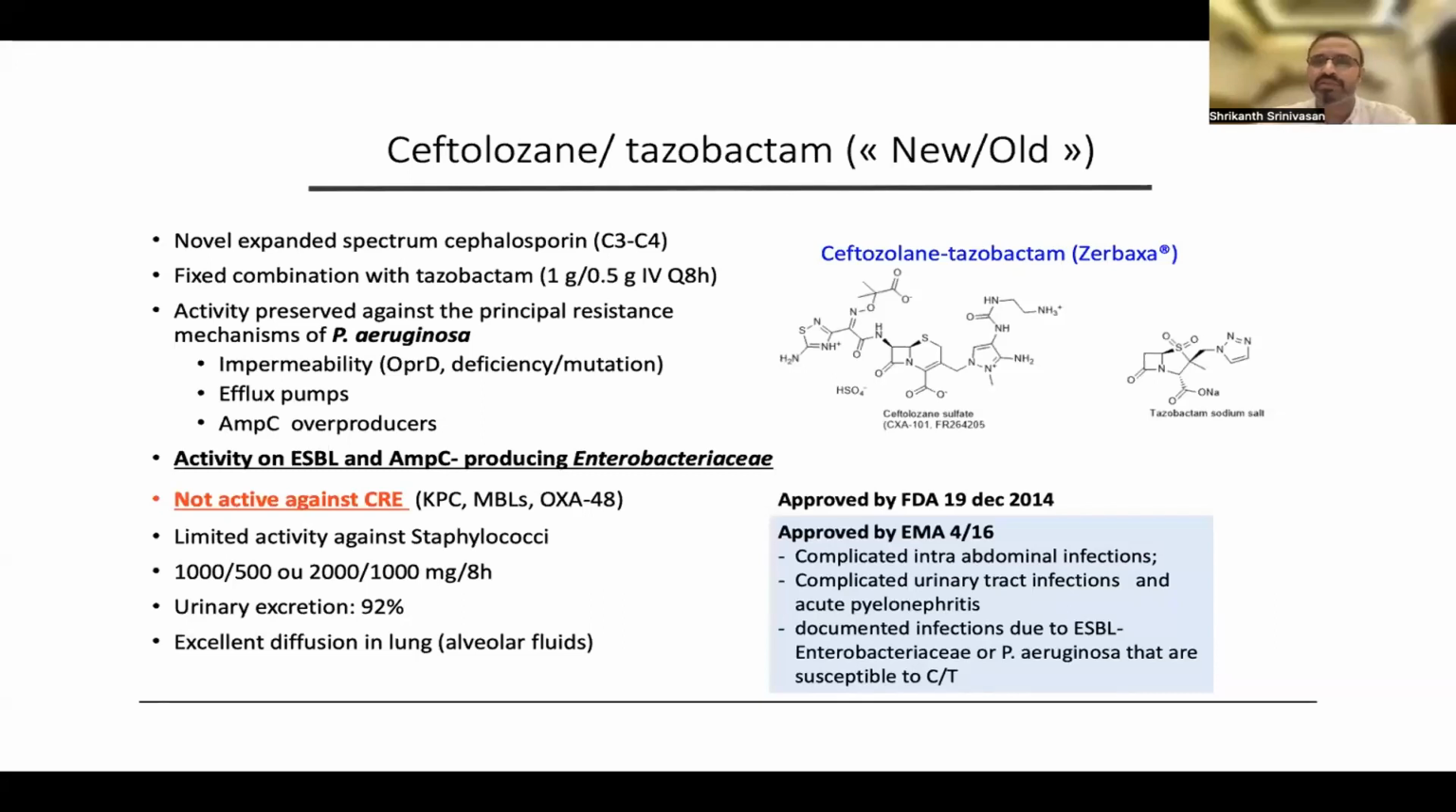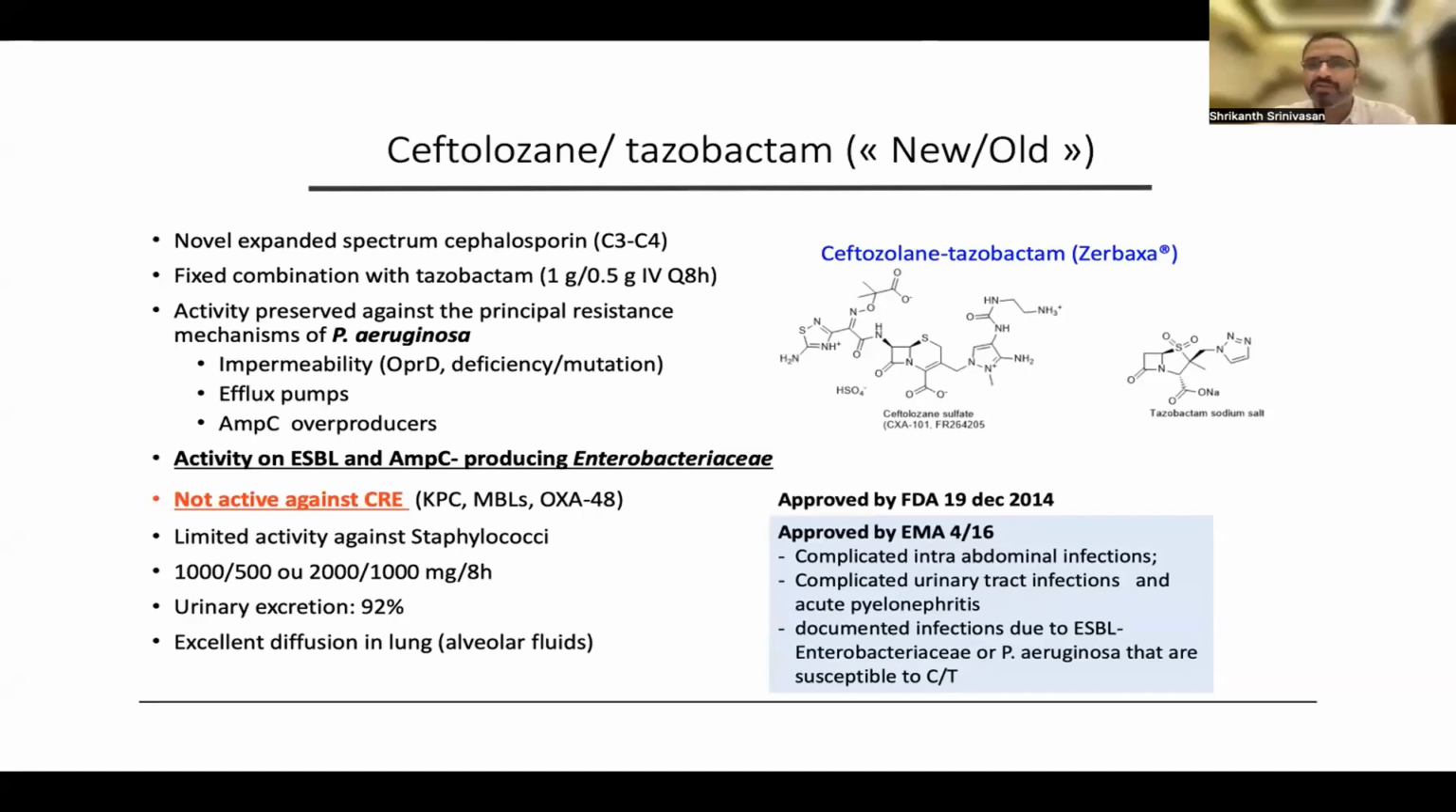Ceftolozane and tazobactam. So tazobactam is an old beta-lactamase inhibitor, and ceftolozane is a newer or novel drug. It's a novel expanded spectrum cephalosporin, which has been marketed by the name of Zerbaxa. So this combination is there, and it has been approved in December 2014. It's a fixed combination of this novel agent with tazobactam, in the combination of 1 gram of ceftolozane with 0.5 gram of tazobactam given 8 hourly.